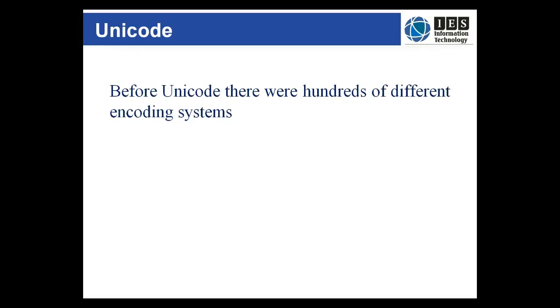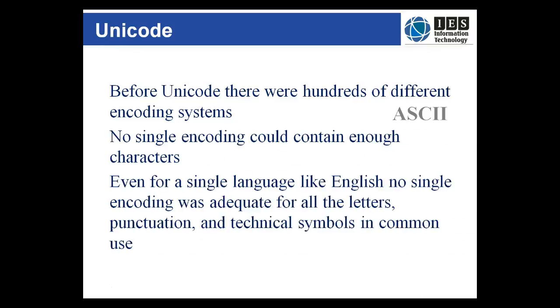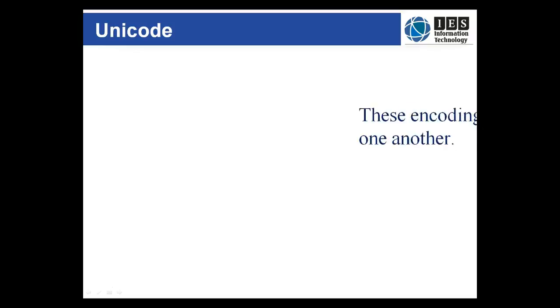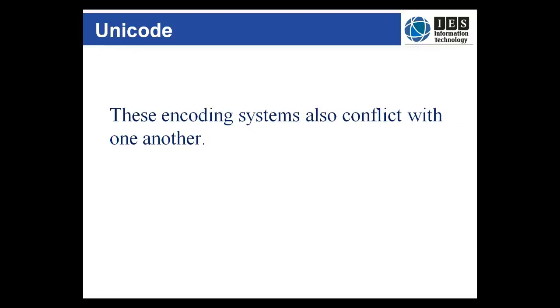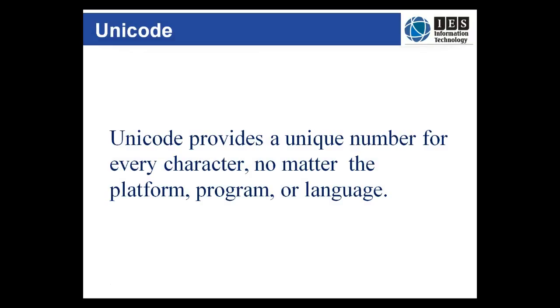Before Unicode, there were a number of different coding systems. The most common was called ASCII, the American Standard Code for Information Interchange, but this quickly proved to be too narrow for international use and even too narrow for European use. Some of the coding systems conflicted with one another, and so the code for the letter A in one system might not be the letter A in another. It became necessary for computers to support many different encodings. But then Unicode provides a unique number for every character, and more are being added all the time.